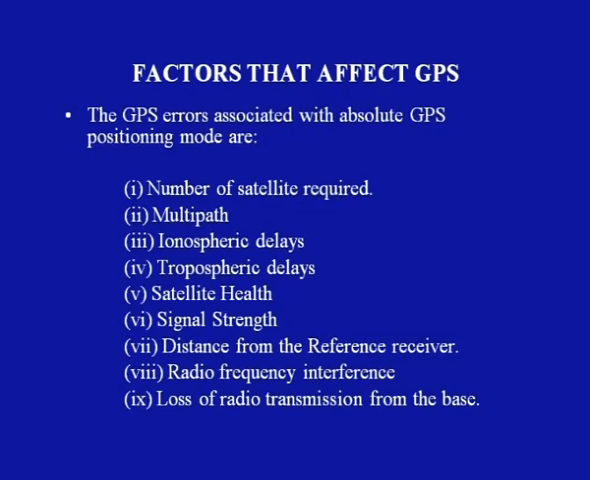Having looked at the different types of solutions which are there, the next important factor is the type of errors which could be associated with a GPS. So, let us look at what are the factors which affect GPS. The GPS errors associated with absolute GPS positioning modes are: 1. Number of satellites required, 2.